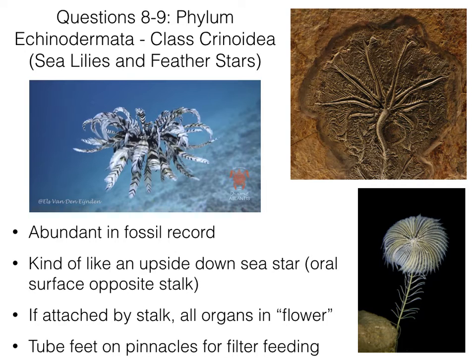Okay. If they have a stalk, and not all of them do, the photo on the left is of what's called a feather star. That's an unattached crinoid. That's basically just free swimming around in the ocean. But if they do have a stalk by which they attach, then they don't move around very much at all. And all of their important organs and bodily systems are up in the flower-looking part of the organism.